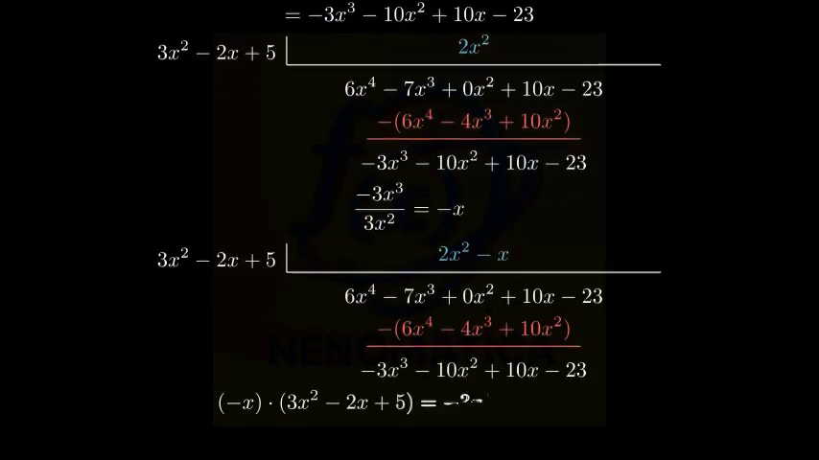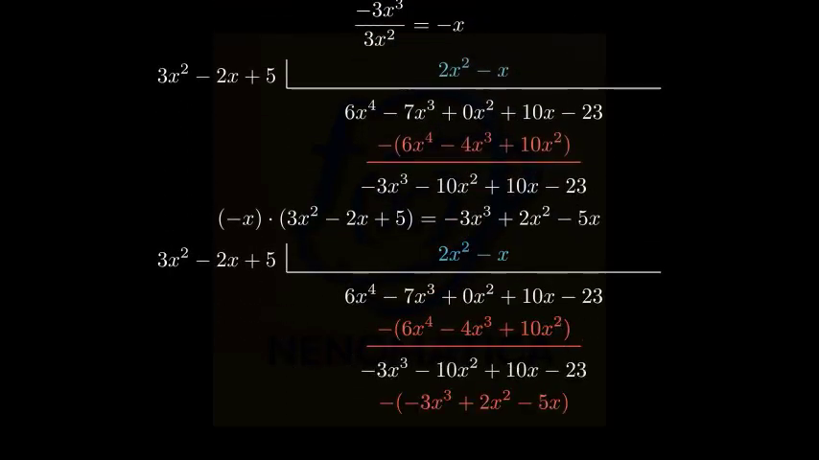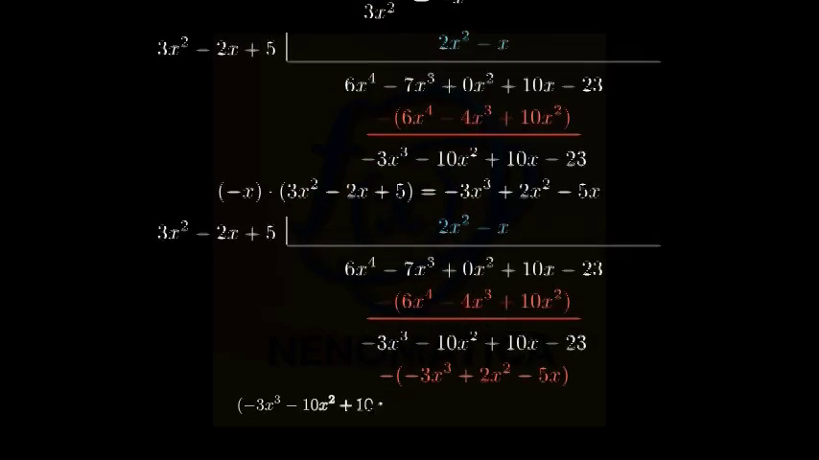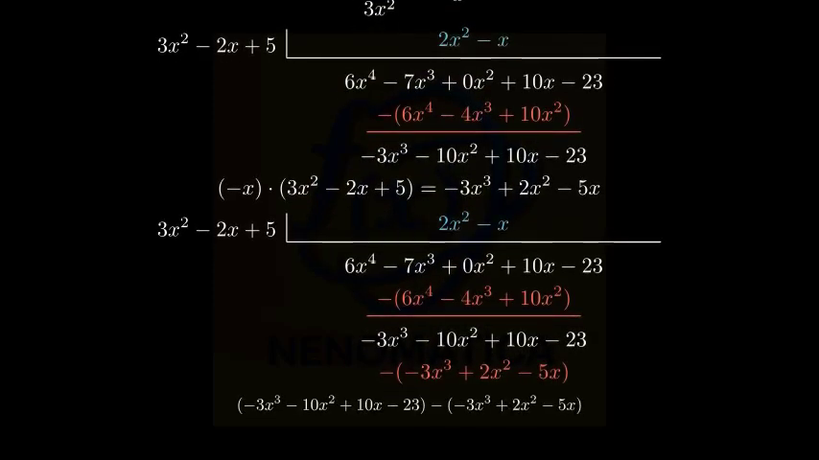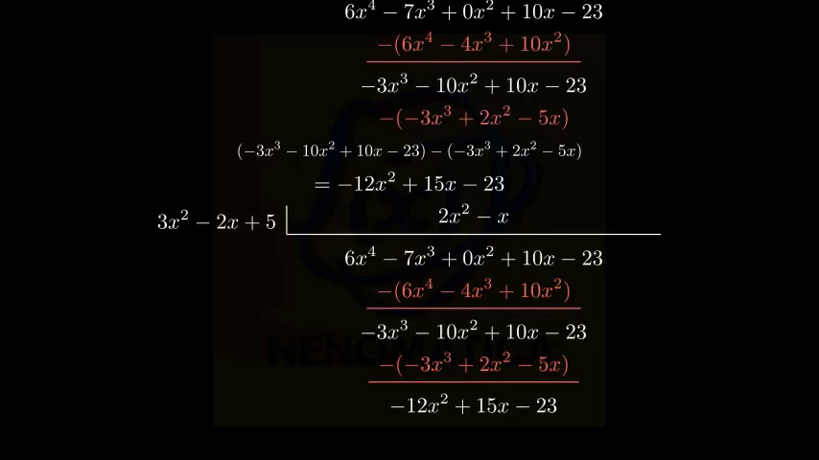That's negative x times 3x squared minus 2x plus 5, which equals negative 3x cubed plus 2x squared minus 5x. We write this underneath our first remainder. Now, we subtract this product from the first remainder. That's negative 3x cubed minus 10x squared plus 10x minus 23, minus negative 3x cubed plus 2x squared minus 5x. After subtraction, we get negative 12x squared plus 15x minus 23.